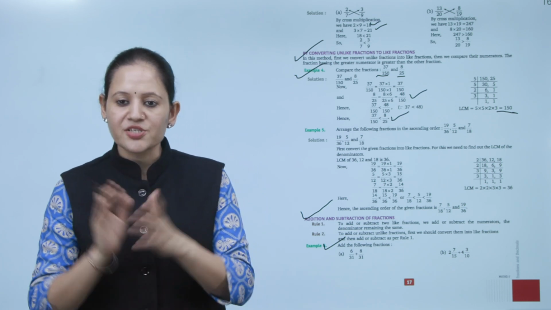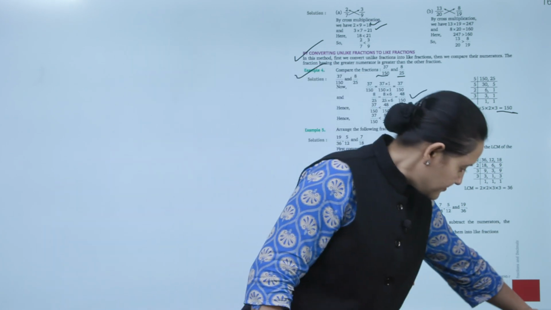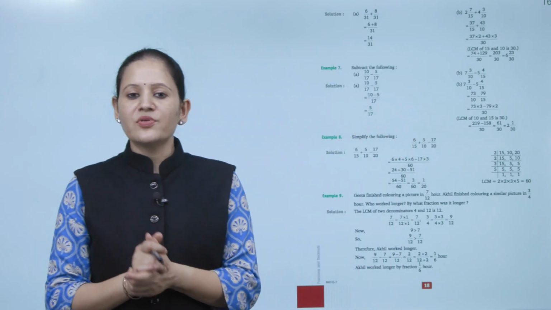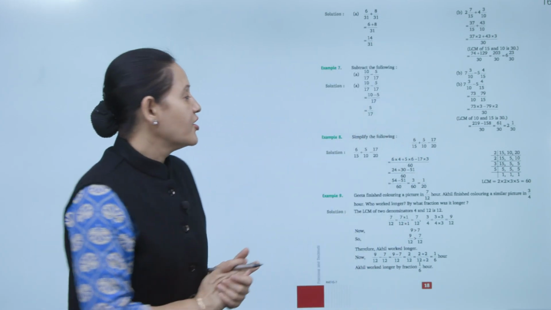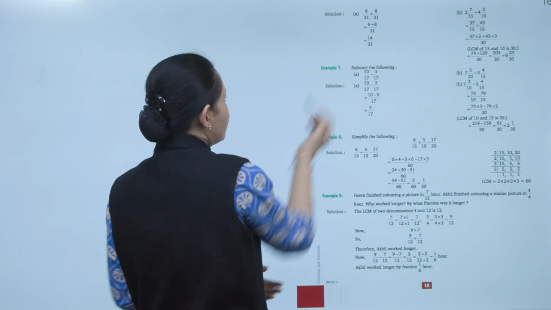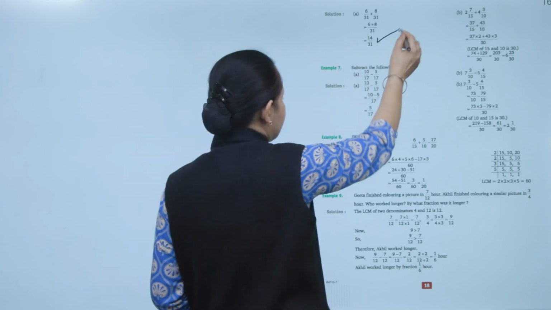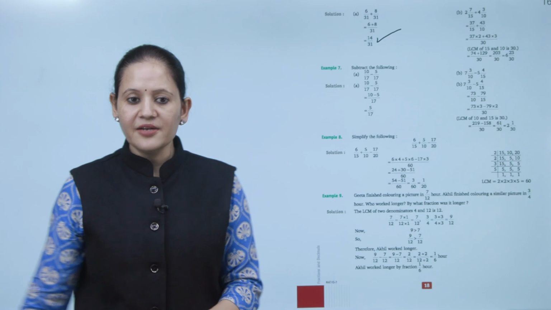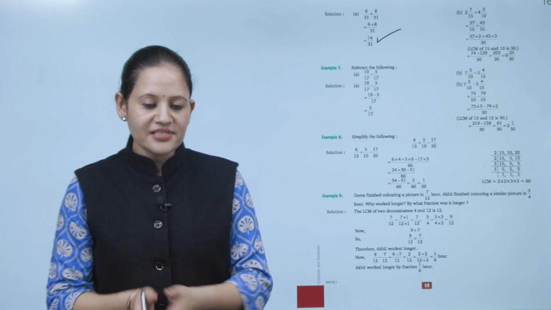They are like fractions because the denominators are the same. So simply what we will do? We will add the numerators and write the common denominator below. 6 plus 8 upon 31. So 14 upon 31. That is our answer. Clear? Practice all the examples.